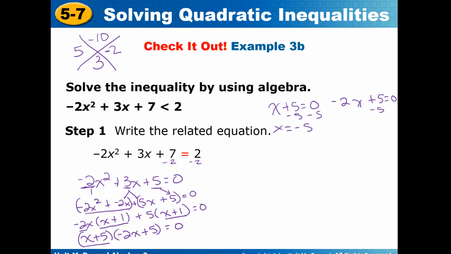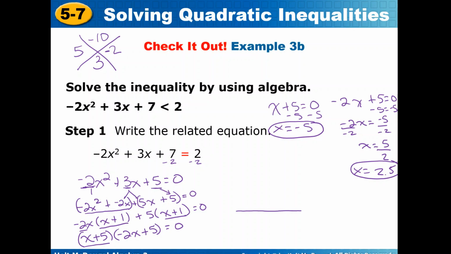Or, let's see, subtract 5 from both sides over here. So I have negative 2x equals negative 5. Divide both sides by negative 2. So x equals 5 over 2, which is 2.5. All right. So now that I know that, I have my critical points, negative 1 and 2.5.